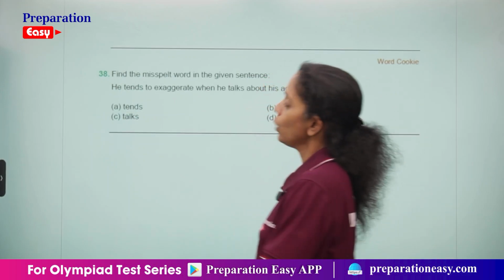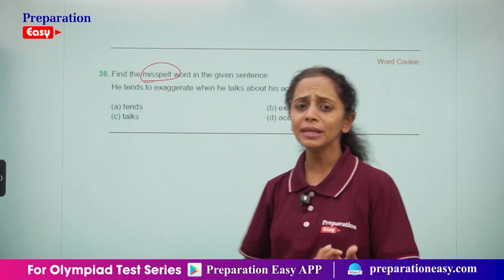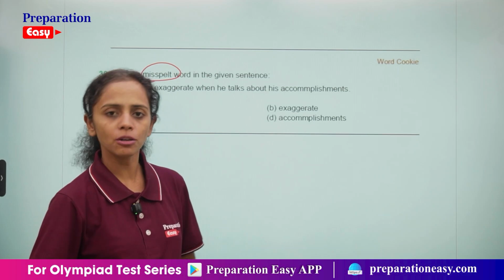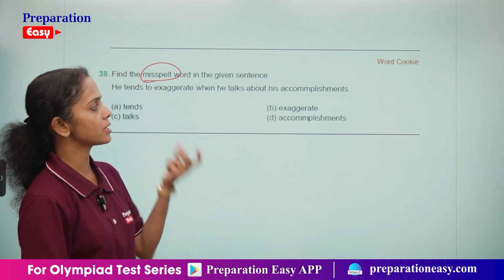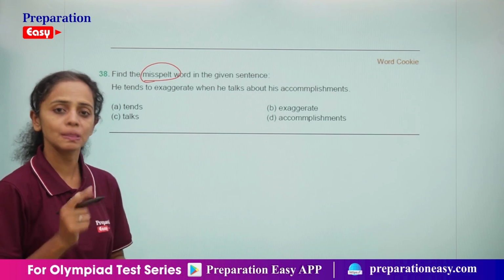Next, now you have to find the misspelled word. Now, what do you mean by misspelled? Misspelled means the wrong spelling. There will be one word which is misspelled. Misspelled means which is actually having a wrong spelling.